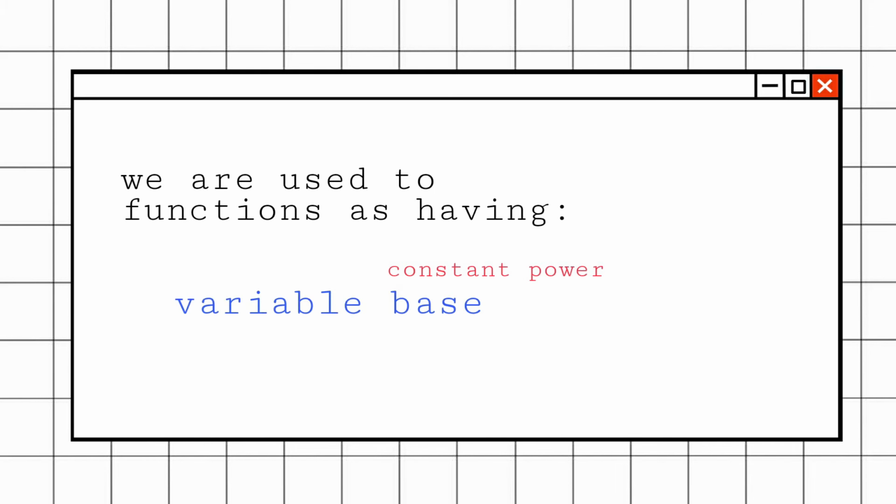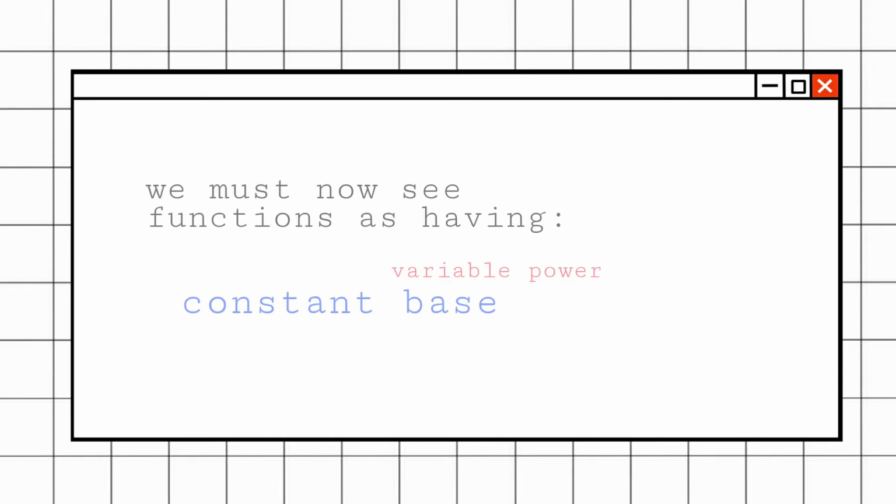A helpful tip in understanding exponential functions as an equation is by understanding and interpreting its components. We are used to functions having a variable base and a constant power. An example of this would be x squared and y raised to the 5th power. Now that we are dealing with exponential functions, we have to view functions differently. We must see functions as having a constant base and a variable power. An example would be 2^x and 5^y.